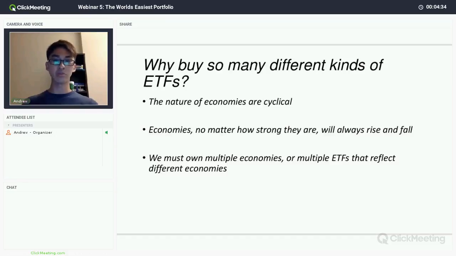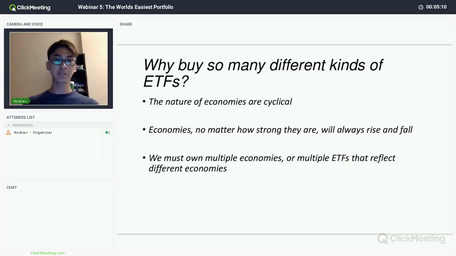So now you ask me this question: why do we need to buy so many different kinds of ETFs? Why don't we just pour everything into maybe the US ETF or the Singapore ETF or the world ETF and just concentrate all our money in there? Well, that's because the nature of economies is cyclical. Cyclical means that there's a natural cycle of things. Economies will perform well at certain points in time and will perform badly at certain points in time. There is never an economy that performs well all the way through. So there'll be highs and there'll be lows. And therefore, we must own multiple economies or multiple ETFs that reflect these different economies.